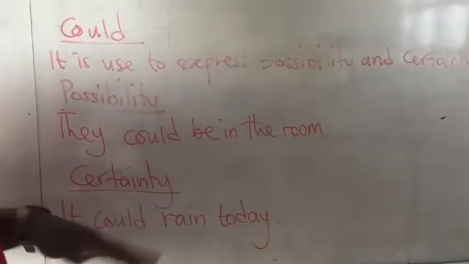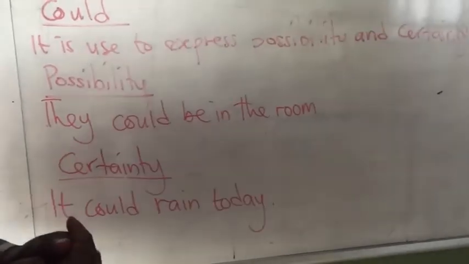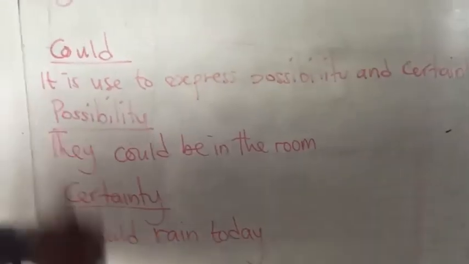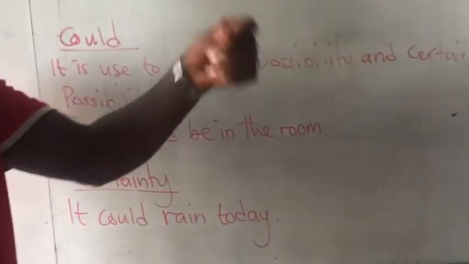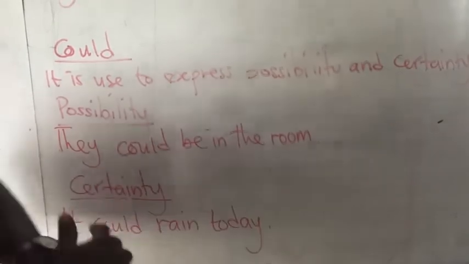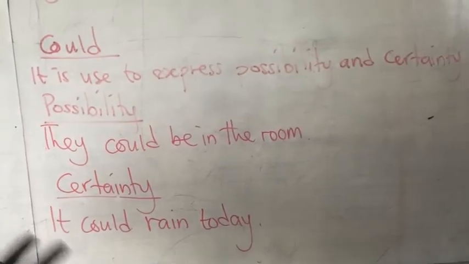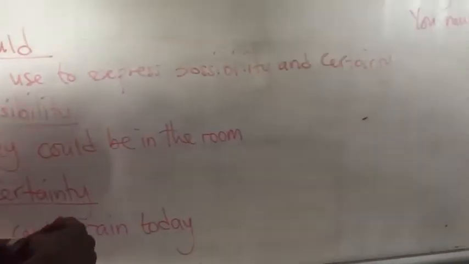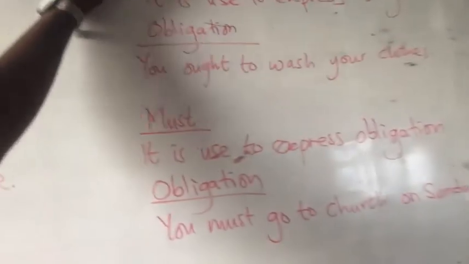Then certainty. We have already established that, so I'll just take it. It could rain today. It means you are sure. You can go for shall. It shall rain today. The same thing. It will rain today, like we have done. It would rain today. So when it's certain, it is certainty. But to prevent repetition, we have them in different forms. It's good for us.